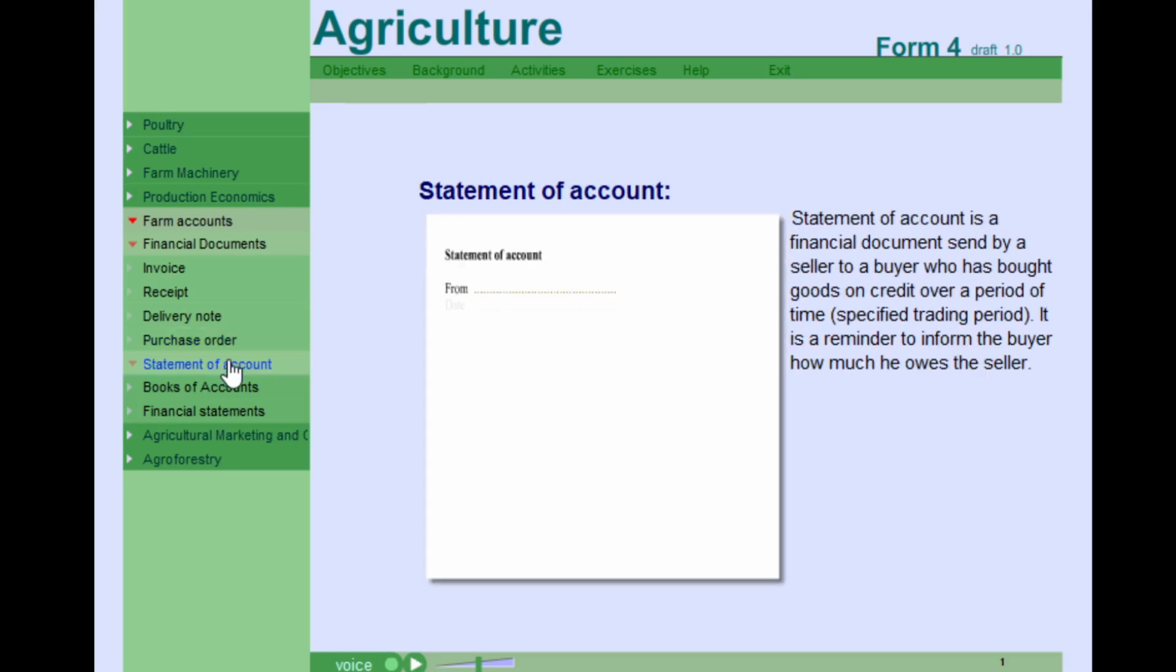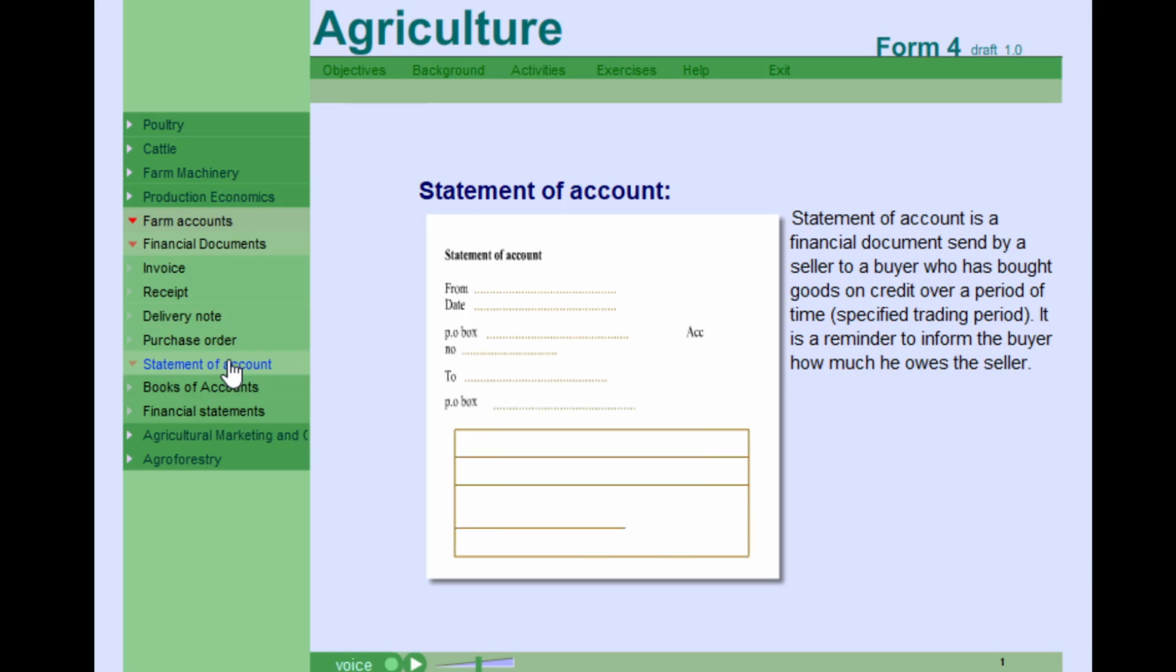Statement of account. Statement of account is a financial document sent by a seller to a buyer who has bought goods on credit over a period of time, that is, specified trading period. It is a reminder to inform the buyer how much he owes the seller.